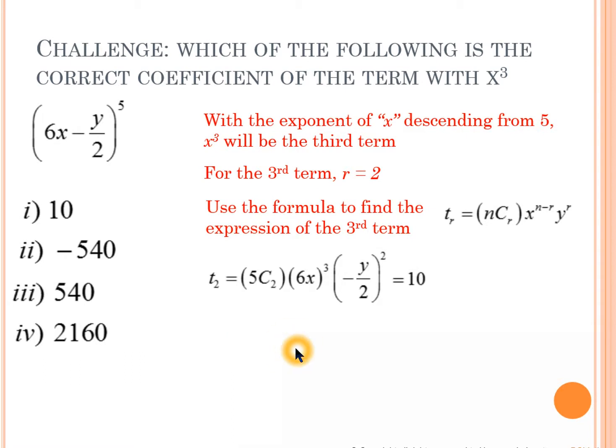So that will be 10, times 216 x cubed, times y squared divided by 4. You do a little more simplifying here: 10 times 216 x cubed divided by 4, and then you'll get 540 x cubed y squared. So here's my x cubed term, and the coefficient in front of x cubed would be 540. So the answer here is 3.